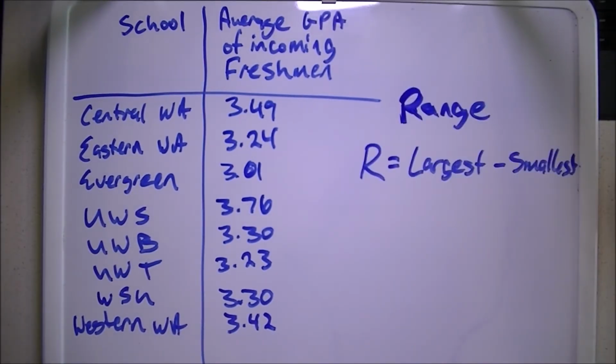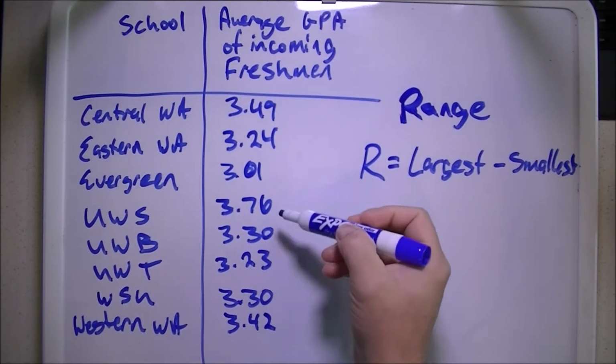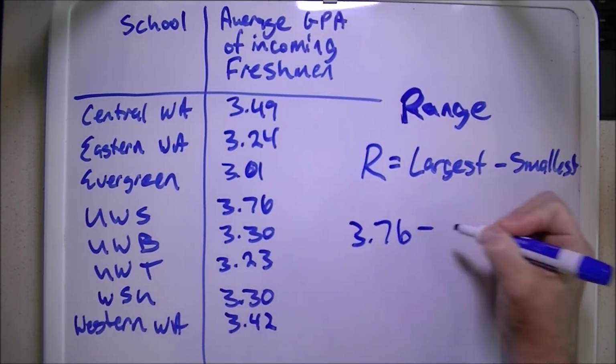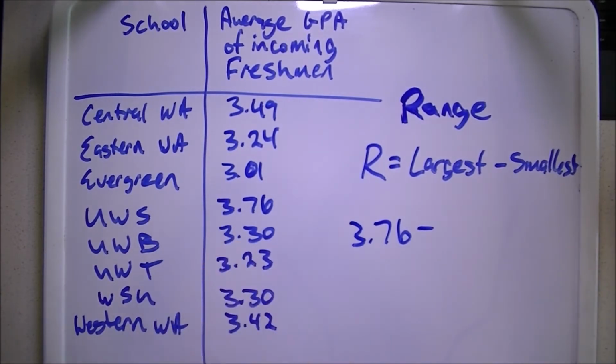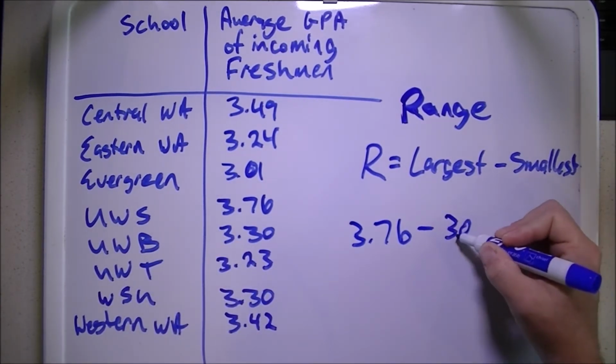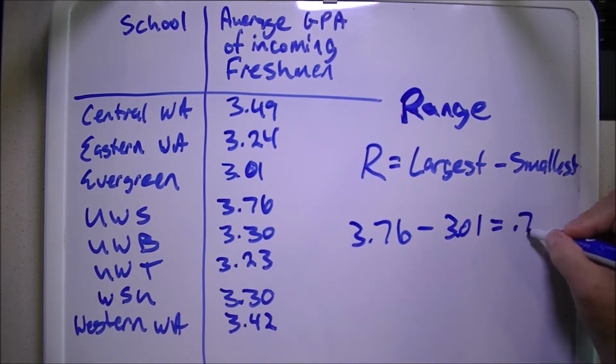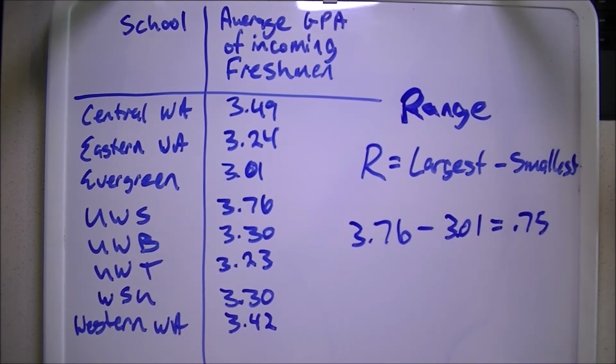The range is the easiest. It's the largest score minus the smallest score. In this case, we find that UW Seattle has a score of 3.76 minus the smallest score of Evergreen, which is 3.01. And that gives us a range score of 0.75. So we can interpret this as the range is 0.75, or another way to put it is our range is between 3.76 and 3.01. Both ways to report are valid.